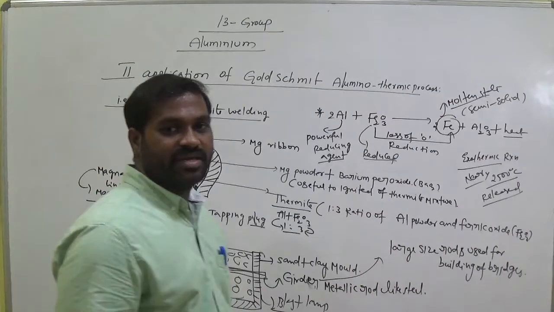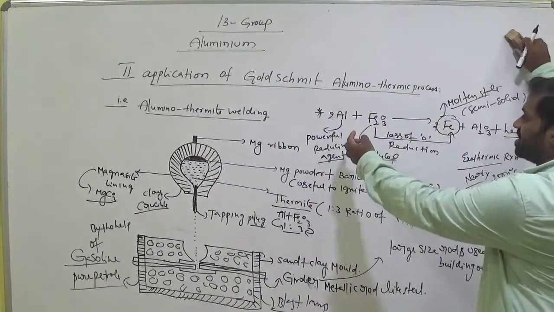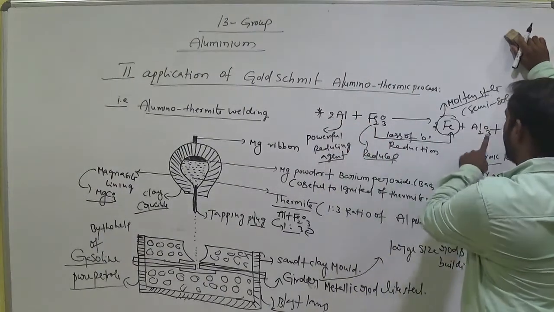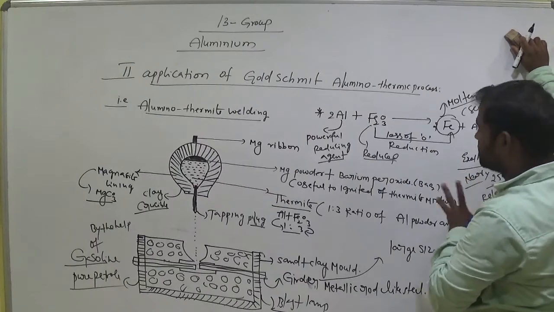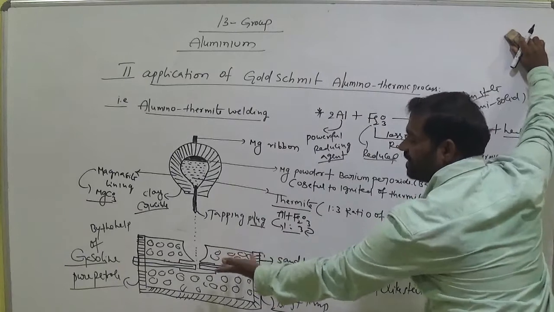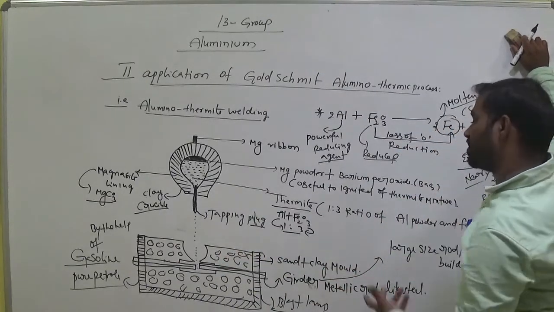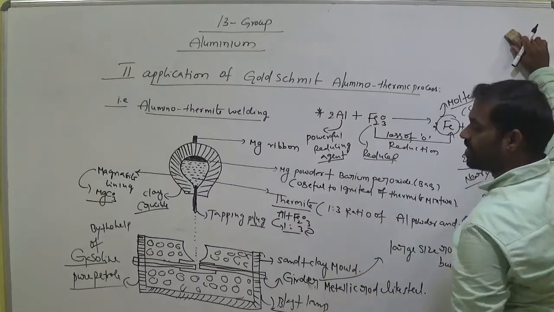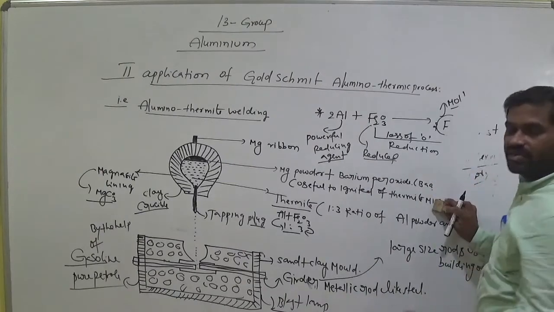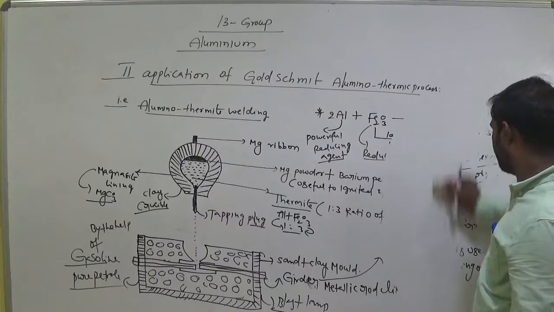So finally what you have to remember: the Goldschmidt aluminium process means reduction of a metal by using aluminium, a powerful reducing agent which produces high temperature. So it is an exothermic reaction. The heat energy released helps in welding the metal, and that is called the Goldschmidt aluminium thermite process. What is the thermite mixture? A 1:3 ratio of aluminium and ferric oxide is called aluminium thermite. Not only steel rods, we can weld some other metals also, but mostly we go for steel rods.